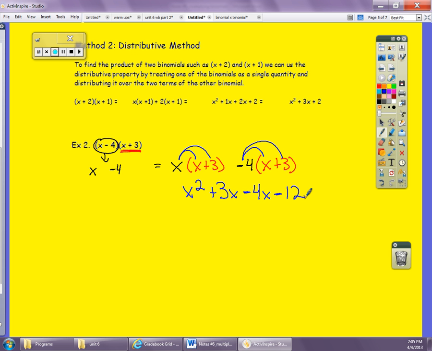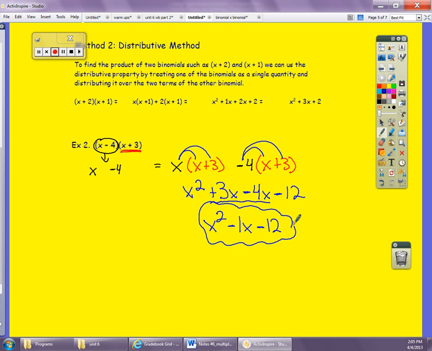So we broke it apart. We distribute the first one, we distribute the second one, and we get x squared plus 3x minus 4x minus 12. Then we combine our like terms. 3x minus 4x is negative 1x, so I have x squared minus 1x minus 12. And that's the answer for this one.